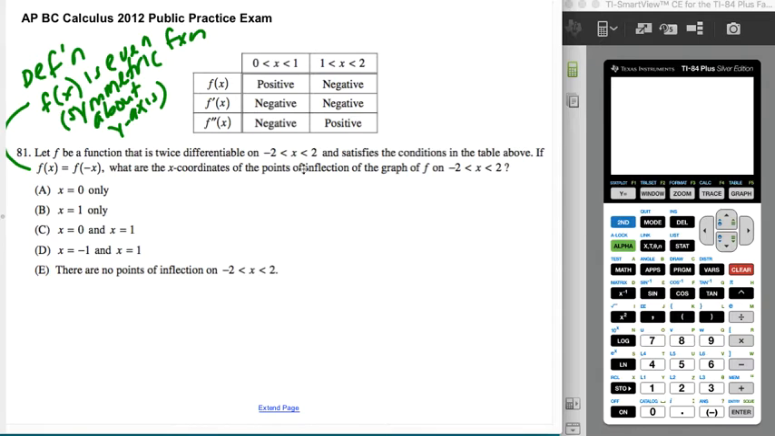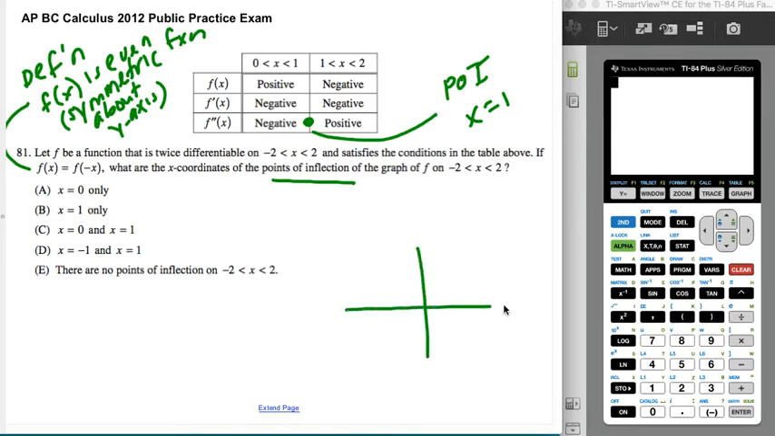So what are the x-coordinates of the points of inflection? Okay, so here's the deal. We see that f double prime is negative on this window and positive after, so there's definitely a point of inflection when x equals 1. But because this graph is symmetric, if we were just to try and draw this, here's the idea. So here's 1 to 2, and here's -1 to -2.